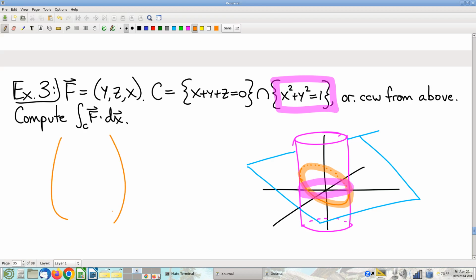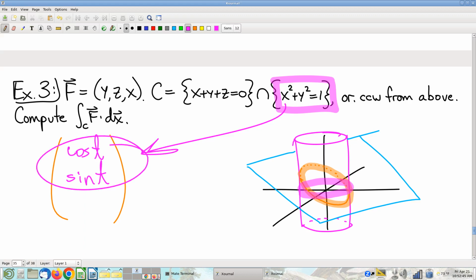We can immediately write down that x and y are cosine t, sine t, because of the cylinder aspect of the problem. What's z, though? How do I figure out what z is? Well, notice that's kind of given in the other equation. It says right here that z is negative x minus y, because that blue surface is also part of what defines my orange curve. So negative x minus y, and I already know x and y. So I have here minus cosine t minus sine t.